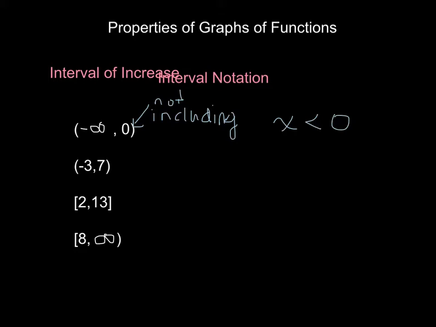Next one here, we're going from negative 3 to 7. So same round bracket, so it's not going to include those. So we can also write this as negative 3 is less than x is less than 7. And the next one you'll see they are square brackets. Square brackets mean it includes it, so it will be less than or equal to. So here we've got 2 is less than or equal to x is less than or equal to 13.